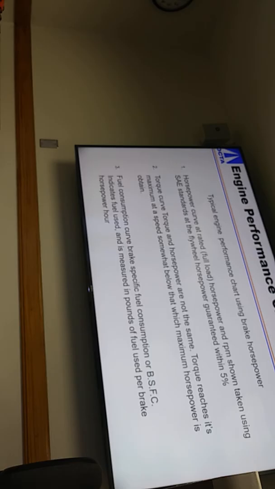Now, engine performance charts usually use a horsepower curve with indicated horsepower versus RPM. It's kind of what I tried to do here. If you go into a showroom and ask the guy at the Dodge dealer, say, hey, let me see the torque curve, the horsepower curve, and the fuel used per hour curve, that one will probably throw you. He's going to want to show you the horsepower curve because that's the big number. That's the 1,000 horsepower.